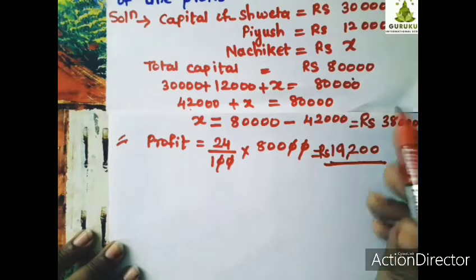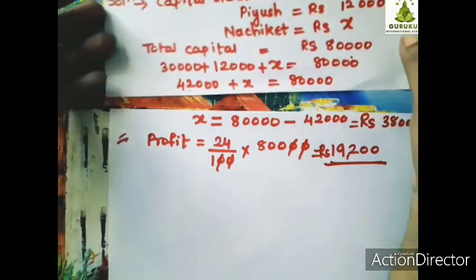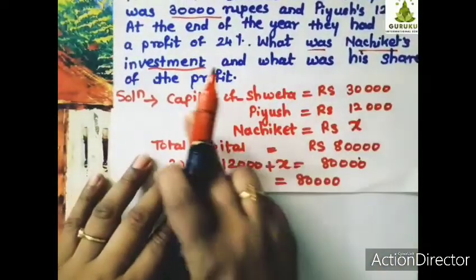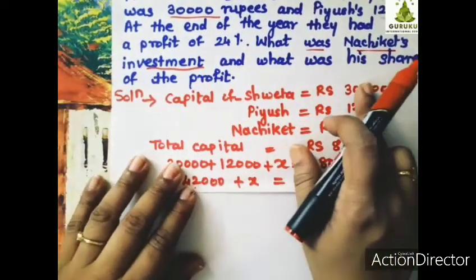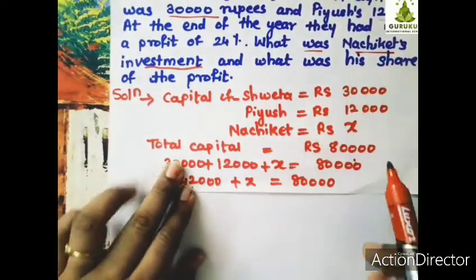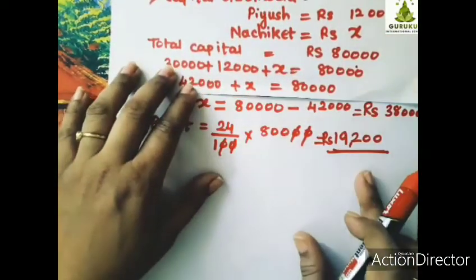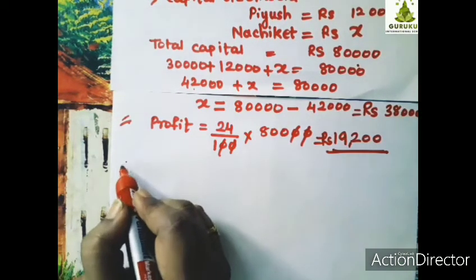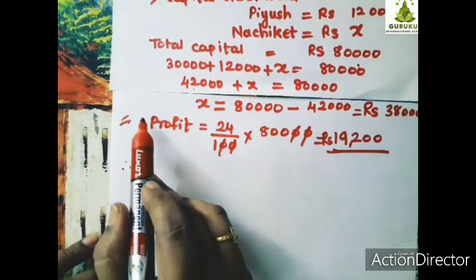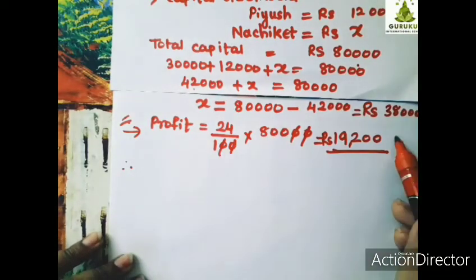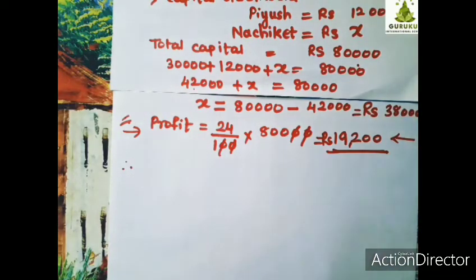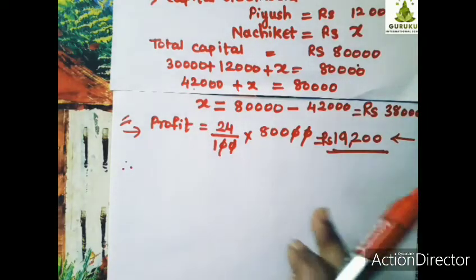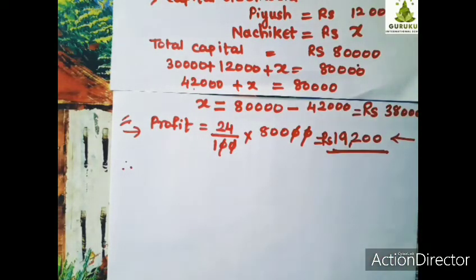Okay, what we have to find out? What is the question: what was Nachiket's investment and what was his share of the profit. Now here we have calculated the overall profit, but they have not asked us the overall profit or Shweta and Piyush's profit. We only have to find out Nachiket's profit. Even if you want, you can skip this step. This is not asked, but it's better to find out the total profit. Therefore I have shown it to you.